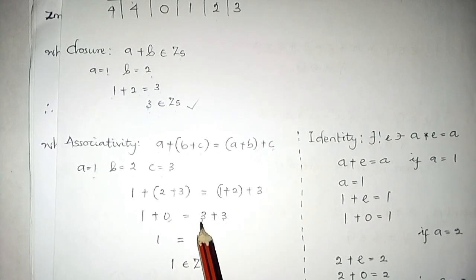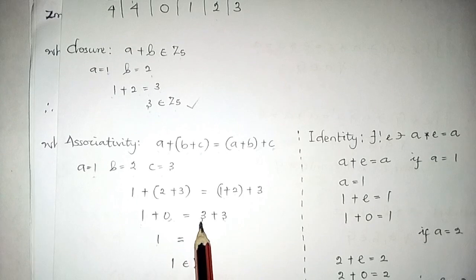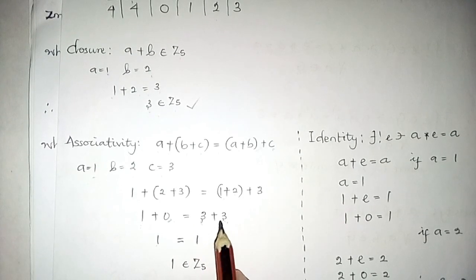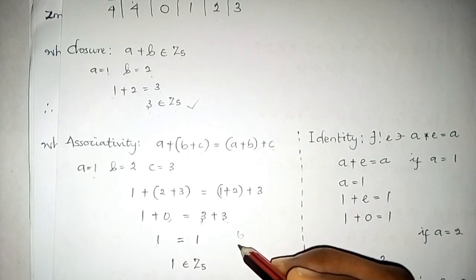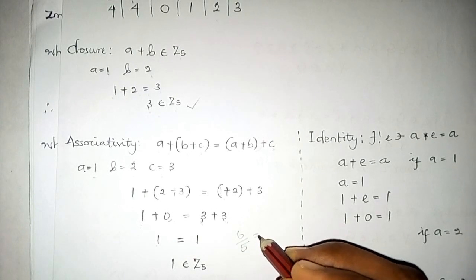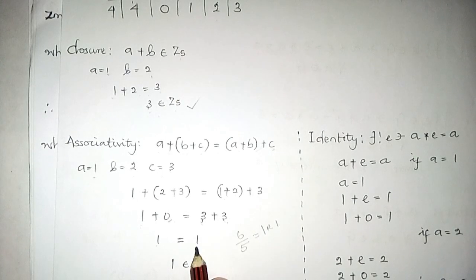1 plus 2 is 3. Now we have 3 plus 3 and 1 plus 0. 1 plus 0 gives us 1. And 3 plus 3 gives us 1. How? 3 plus 3 equals 6, and it must not exceed 5, remember? So 6 divided by 5 gives us what? 1, remainder 1. Reason why we have 1. And we have 1 right here in the table.